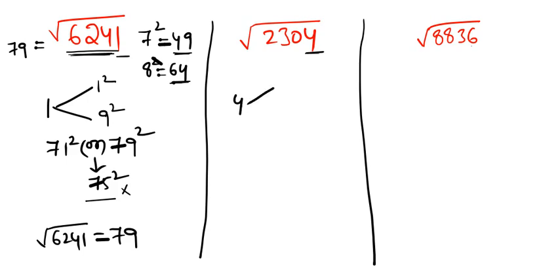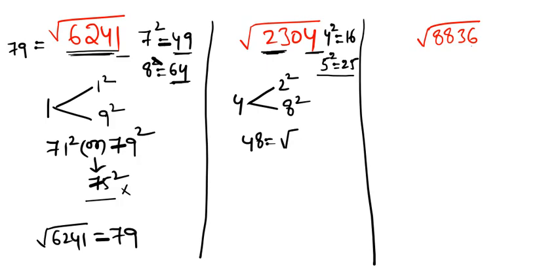4 is the units place for 2 square as well as 8 square. For 23, 4 square equals 16 and 5 square equals 25. The given value is nearby 25, in the sense the answer will be 48. Root of 2304 equals 48. And one more question, root of 8836.